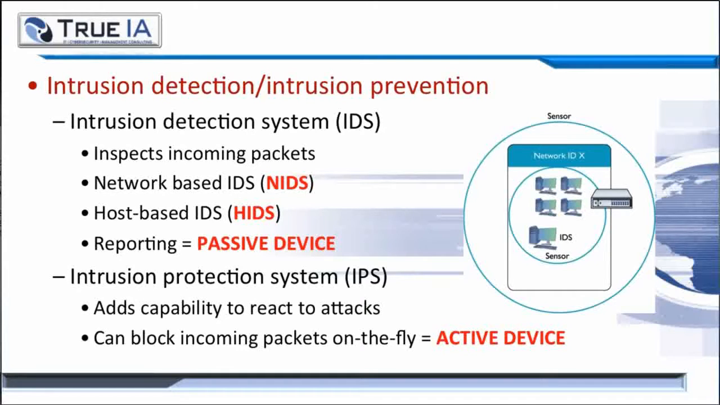When it comes to intrusion detection and intrusion prevention, there are a couple terms that you need to know and understand. Intrusion detection systems, or IDSs, come in two different flavors, either a network-based IDS or a host-based IDS. However, both of them are doing the same thing. They're reporting back on alerts that the administrators have set. These are passive devices. Unlike intrusion protection systems, or IPSs, these add the capability to automatically react to an attack. It can block incoming packets on the fly. These are active devices.